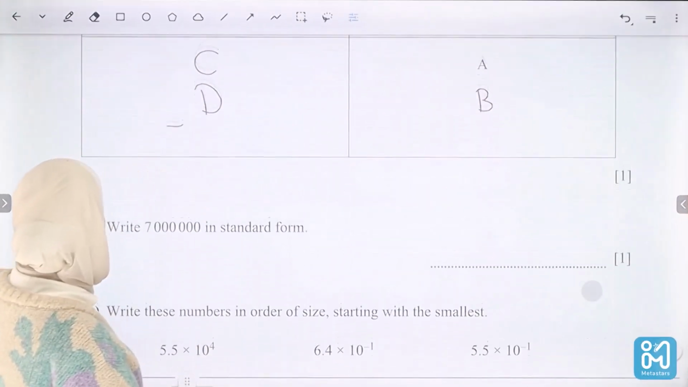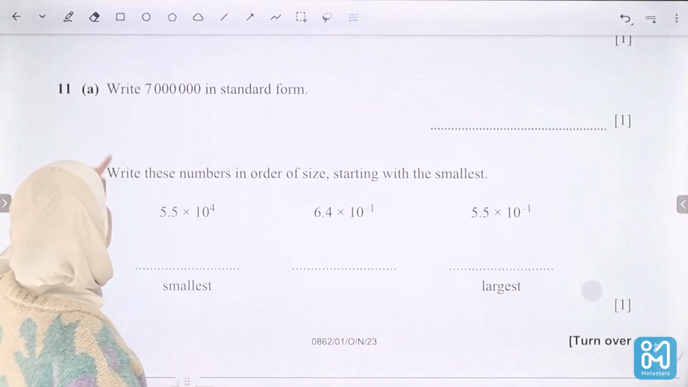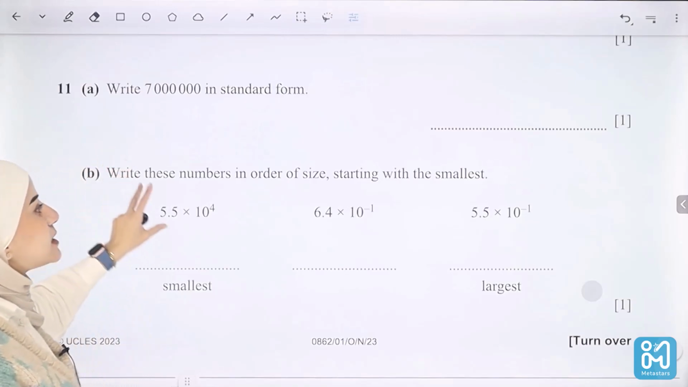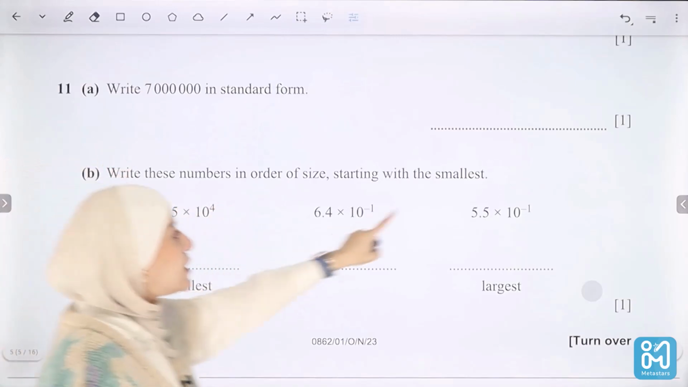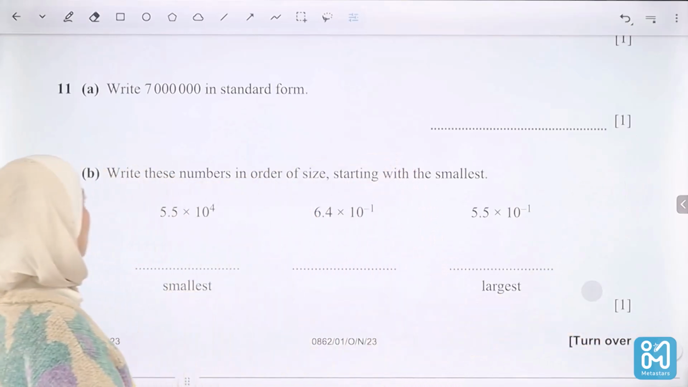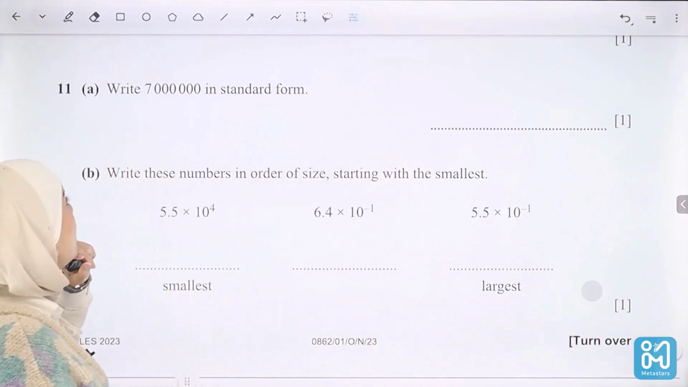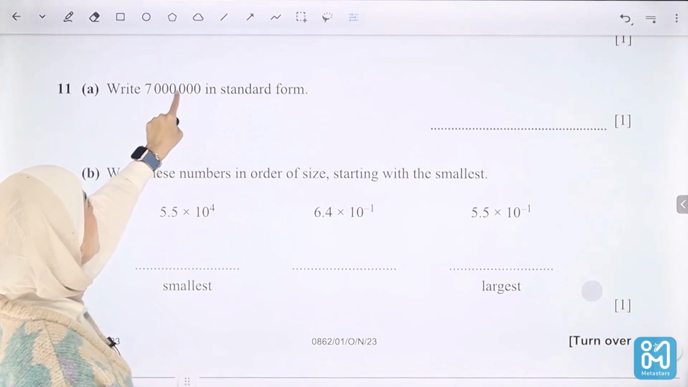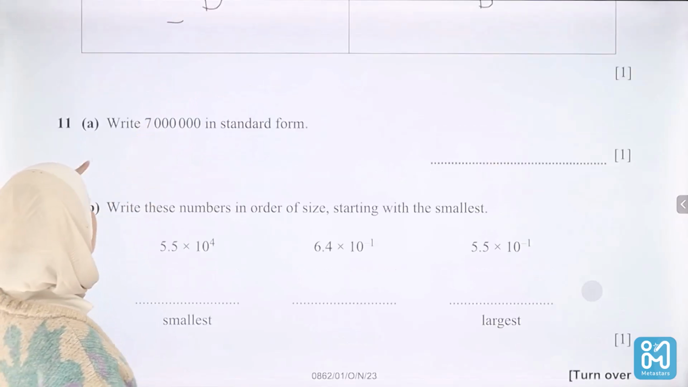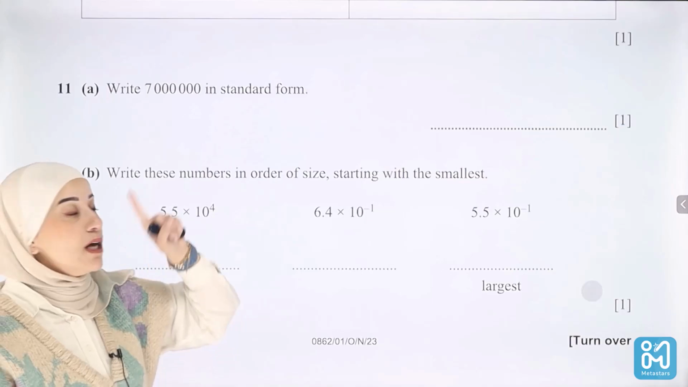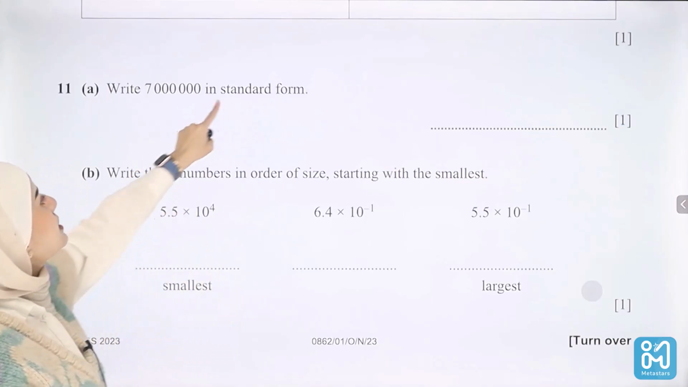So now let's move on to exercise 11. 11A and B. A is separate from B, each with its mark. So now the A: write 7 million. As you can see, we have here a 7 and 3 zeros, 3 zeros. So definitely it's 7 million. So write 7 million in standard form.